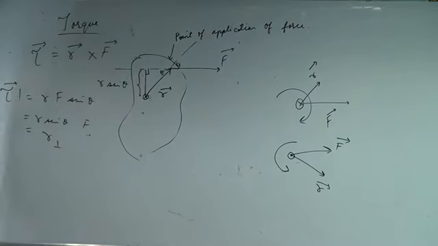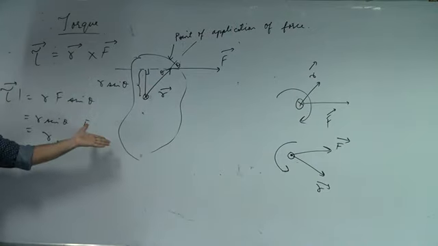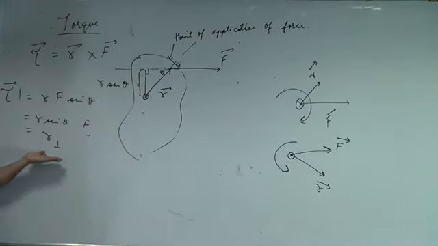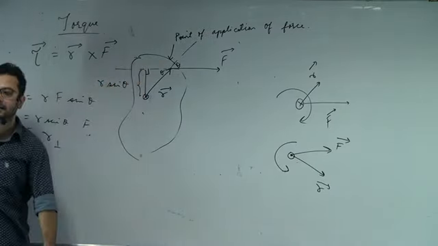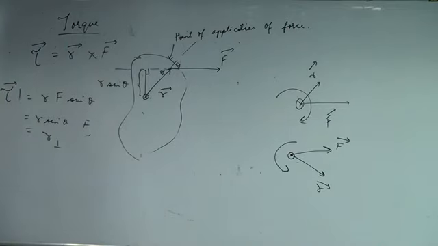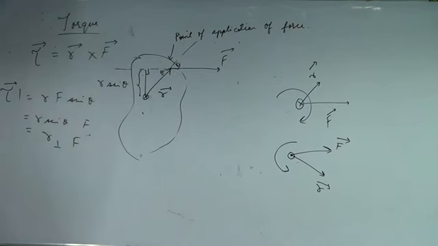I'm not writing it as sine theta or cos theta for obvious reason, because if you change theta the answer will come out wrong. So I'm going to write it as R perpendicular. This is the moment arm. So now you understand what is R perpendicular. That is the perpendicular distance between the axis and the extended line of action of force. Is that clear? Multiplied by the force. So that is one way to find out.